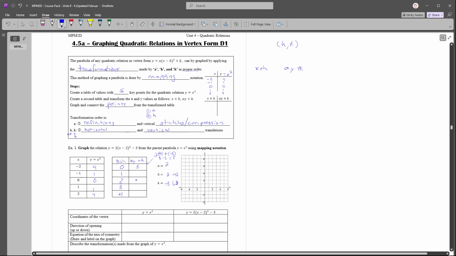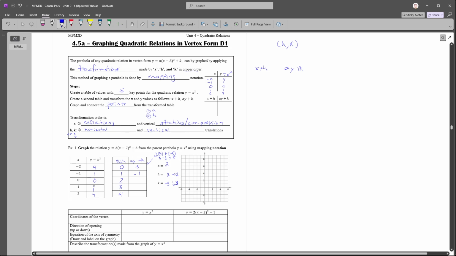Now we just rinse and repeat. We take the original term, which is a 1. We're going to multiply it by a, which is a 2. So now we're at 2. And then we're going to add on k, which is a -3. So 2 minus 3 is -1. We just continue this process.